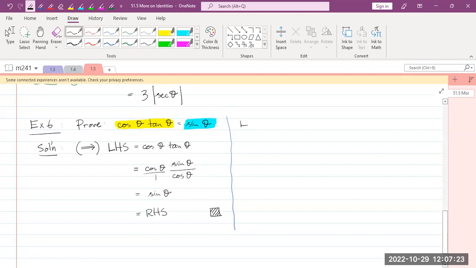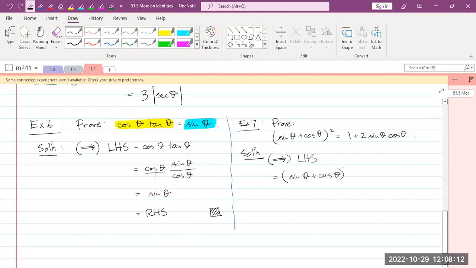Let's do more. Example 7. Prove that the quantity sine theta plus cosine theta, squared, equals 1 plus 2 sine theta cosine theta. We will prove from the more complicated side, in this case from the left-hand side to the right-hand side. So copy down that left-hand side. The left-hand side is the quantity sine theta plus cosine theta being squared.